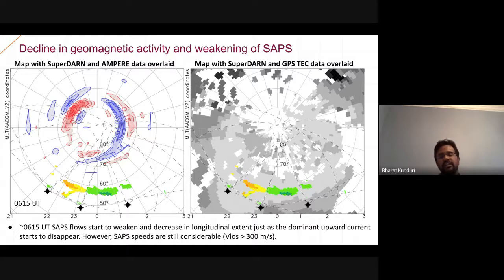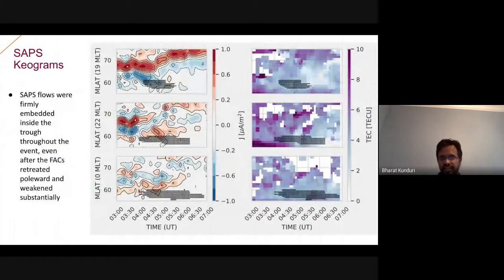But one thing that we noticed was this picture was not very consistent with the traditional paradigm of SAPS, or our current understanding of SAPS. So I just showed a few time instances previously, so I'm now going to select 3 different MLTs, 19, 22, and 0 MLT.